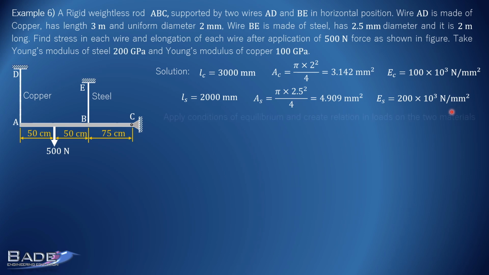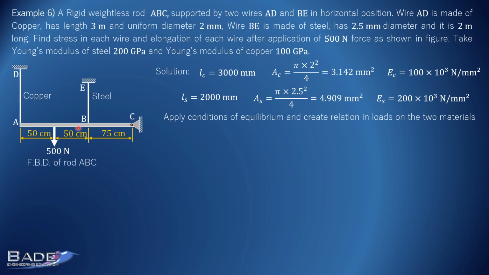That is megapascal. Okay. Apply conditions of equilibrium and create relation in loads on the two materials: load on material AD and load on material BE, that is load on copper and load on steel. So to apply condition of equilibrium, we should draw free body diagram.